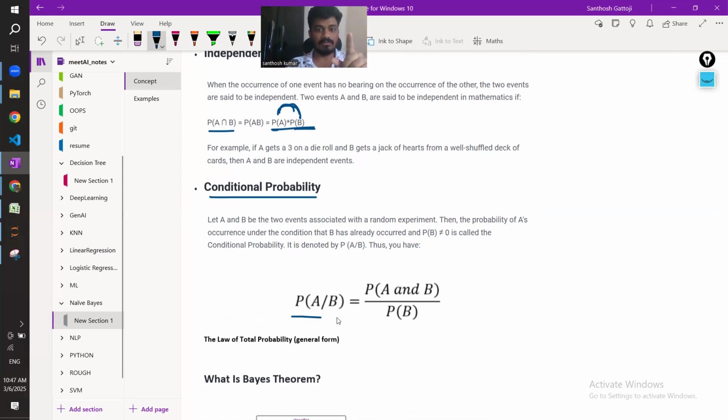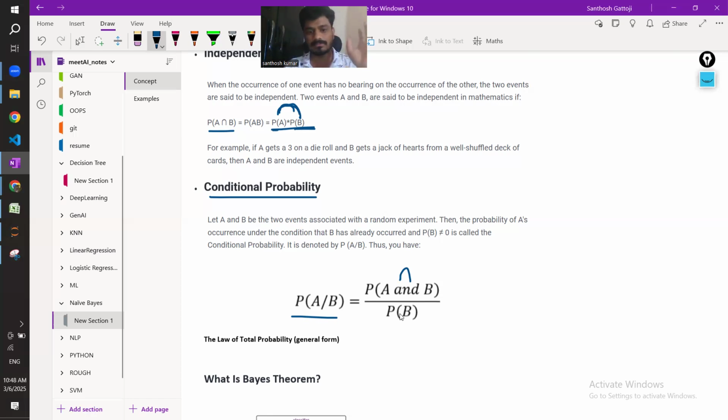Here, probability of A given that B has already occurred. If B has not occurred, then it is zero. Provided that B has already occurred, what is the probability of A? It is the probability of A and B, where A and B means A intersection B, divided by the probability of B. So this is called conditional probability.